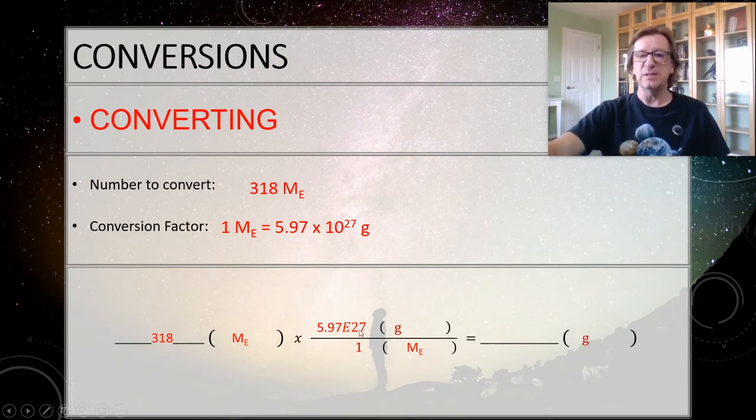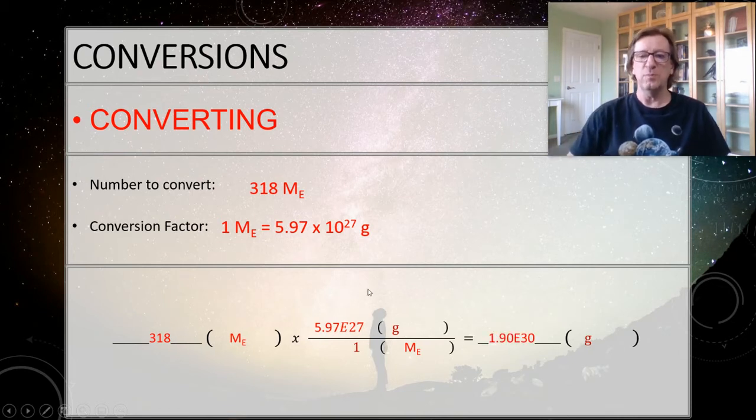318 times 5.97E27 divided by 1. You see my MEs cancel. I'll be left with grams. That's good. Pause the video, work it out. All right, so your MEs cancel, all that's left is grams, that's good. So you take 318 times 5.97E27, divide by 1, and you get 1.90 E to the 30. 1.90 times 10 to the 30 grams.